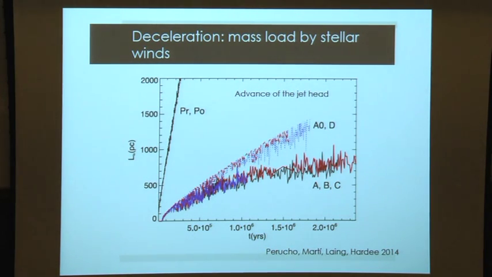Then, if you have a less powerful jet with a factor 10 less mass load than the fiducial one that we have used, or no mass load, you have slower expansion, but expansion. However, in the case of the simulations with the maximum value of mass load, you have eventual deceleration of the head, and well, this would be eventually compatible with zero velocity. So the head would be stuck there, right, in these jets.